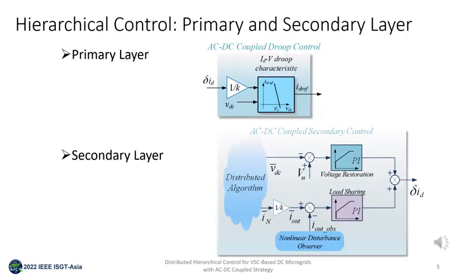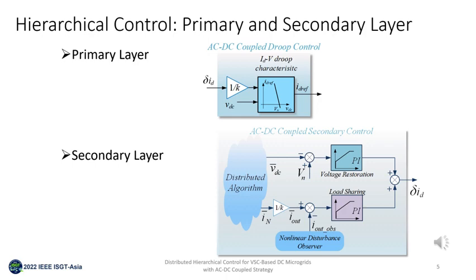In this slide, we show the detailed primary layer and secondary layer in the proposed hierarchical control. First, in the primary layer, we use an ID to V droop characteristic as shown in the figure above. And the D-axis reference of the AC current is generated from the droop characteristic, and a compensation term of ID, named delta ID, from the secondary layer, is generated as a sum of two PI controllers.